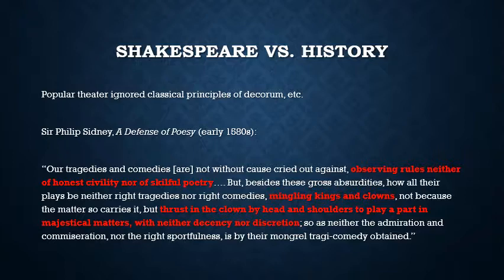So Sidney is complaining here that you take these plays and put kings in with clowns, and then you don't have a tragedy, you don't have a comedy, you have just a big mess. You have just a big mongrel mixed thing that doesn't work one way and doesn't work the other way. Now, Sidney died before Shakespeare ever came to London. But this could describe Henry IV, Part 1 and 2, and the role of Falstaff almost perfectly. These are plays in which kings and clowns are mingled, in which Falstaff thrusts his head in and practically disrupts the entire narrative. So even though Sidney is not talking about Shakespeare, this could be perfectly applied to the way Shakespeare violates the classical principles to do something new in his depiction of history.